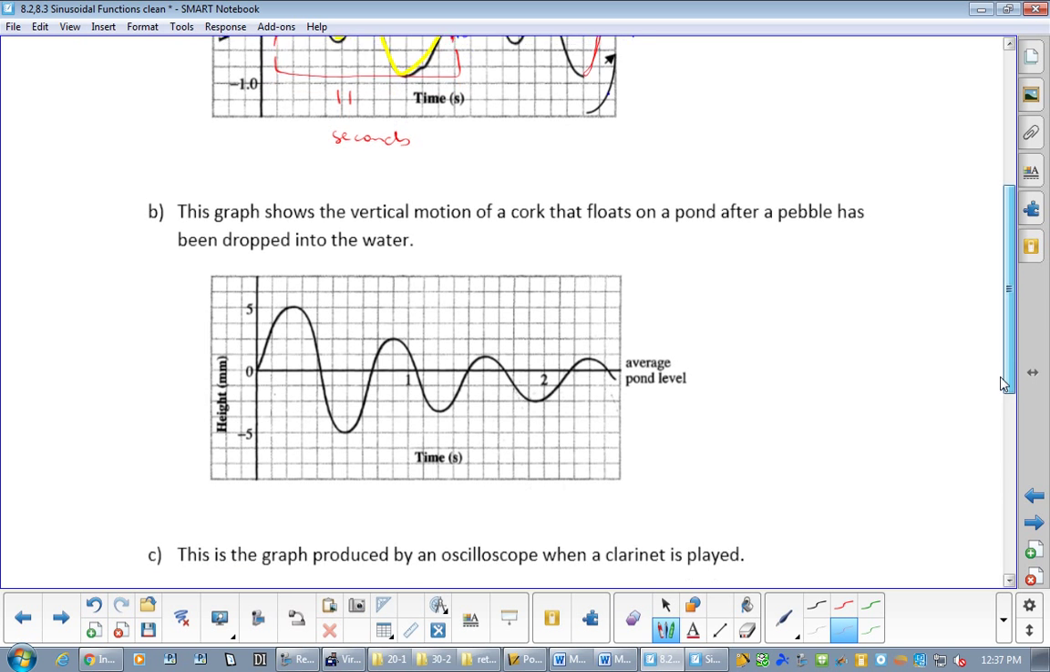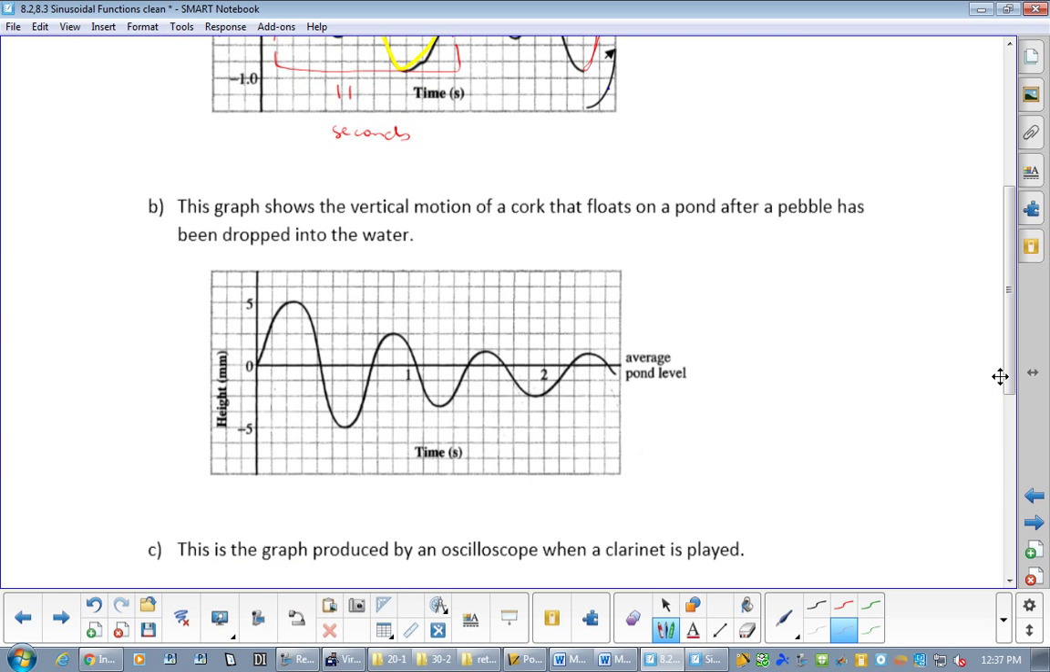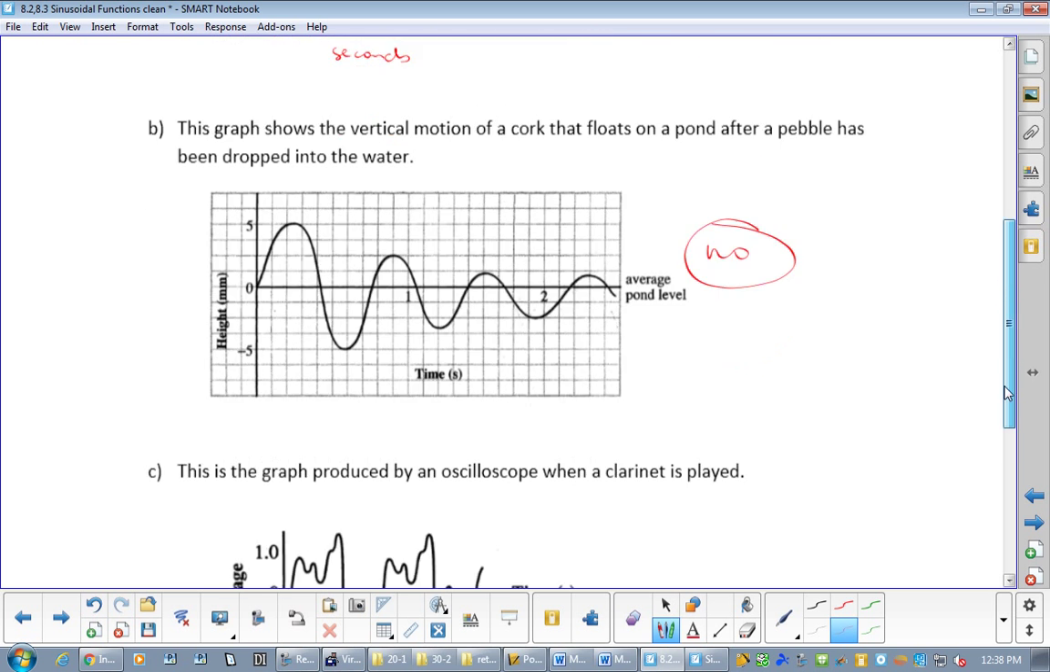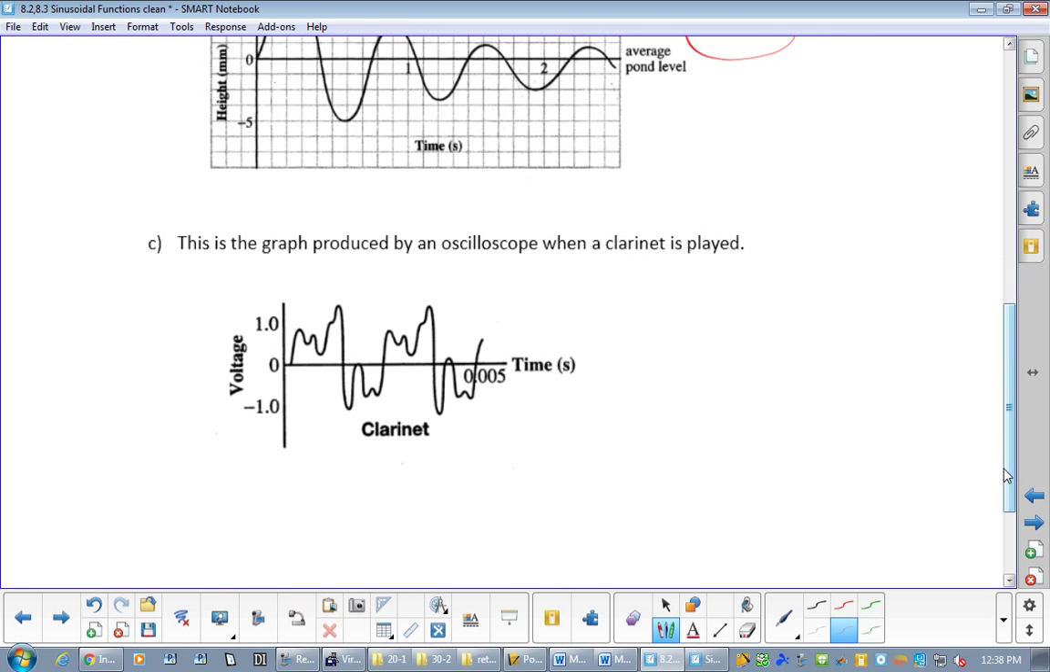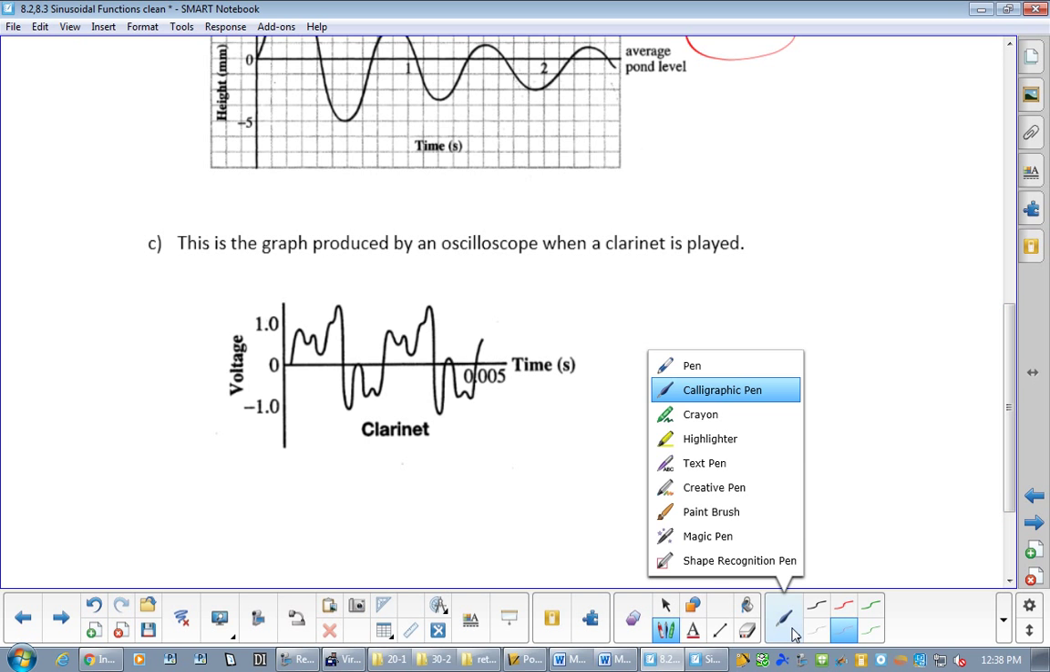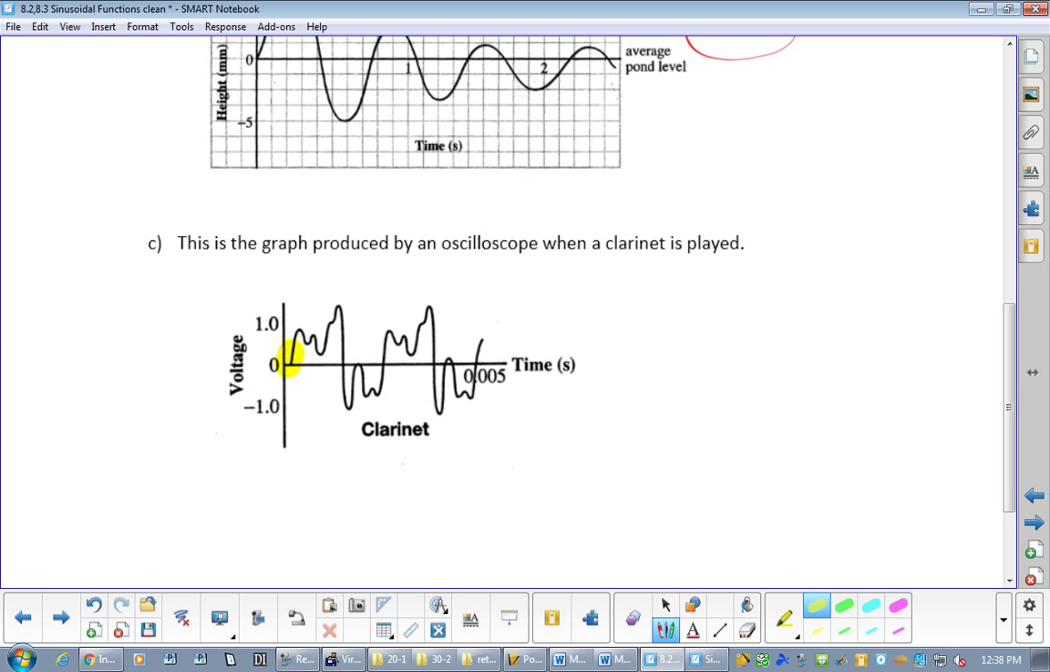Next one. Periodic? No. Next one. Okay, now this one, it's not much different than that other one, eh? Because it should have started at 0. Oops.